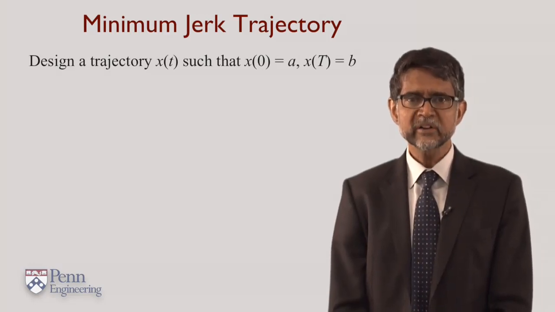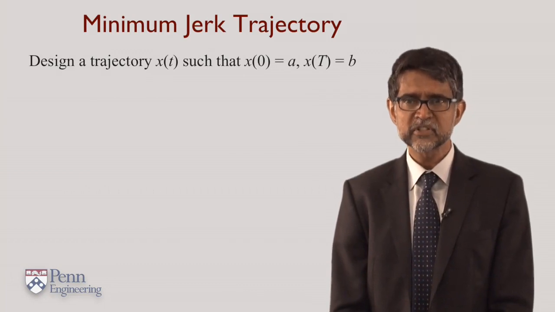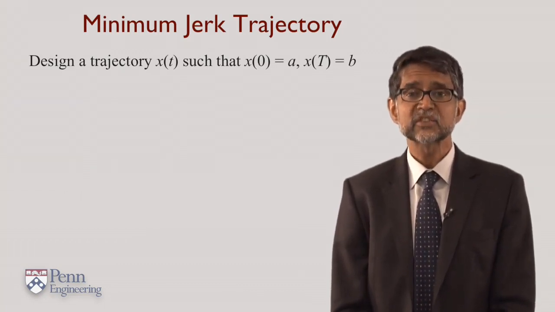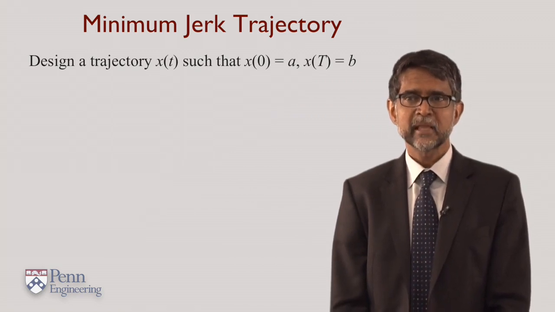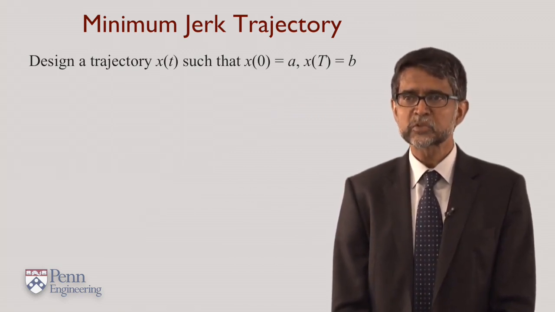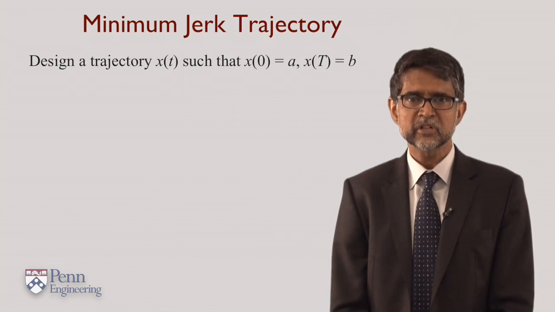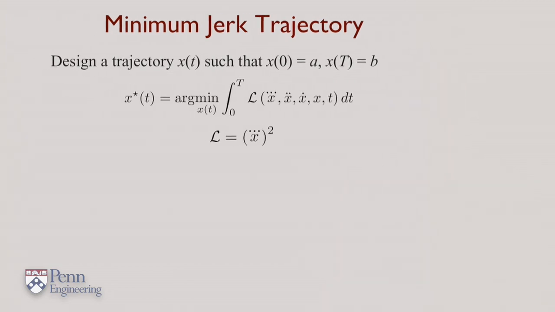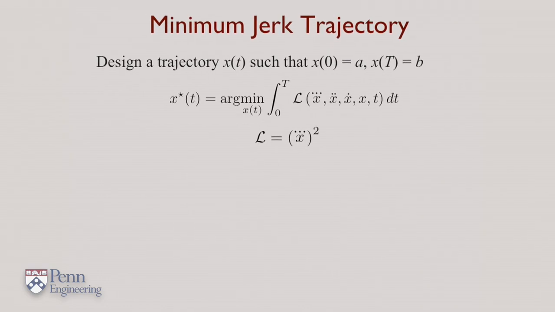Now, to look at a concrete setting, let's discuss the problem of designing a minimum jerk trajectory, which again makes sense if you have a third-order system. And let's assume that we're specified the starting position and the end position. Our functional is simply the integral of the square of the jerk, and we want to find the best x of t that minimizes this functional.